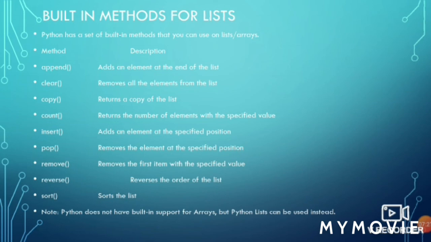Reverse reverses the order of the list. The whole list is reversed. Sort sorts the list. Python does not have built-in support for arrays, but a Python list can be used instead. A list is also a type of array.